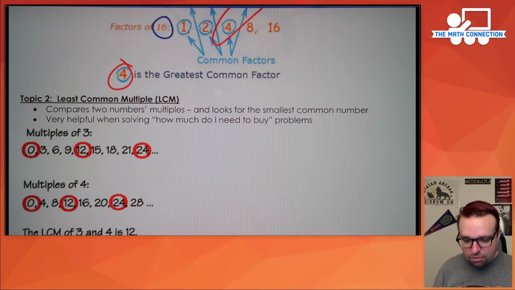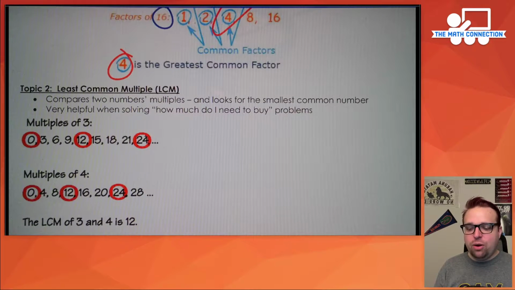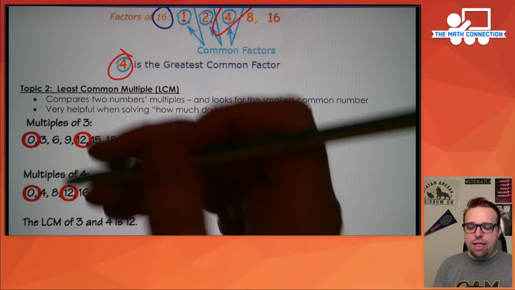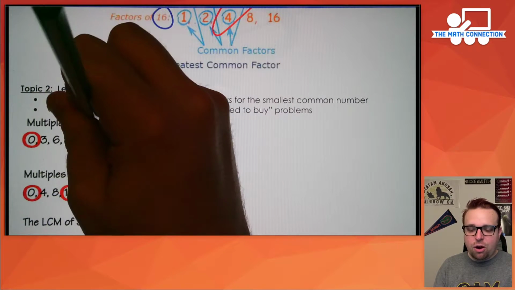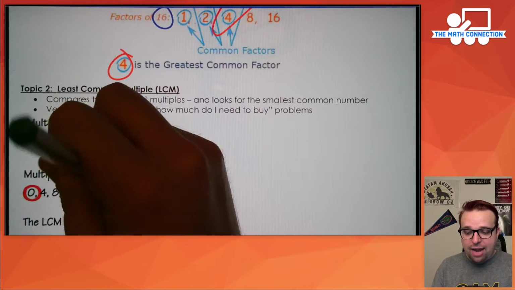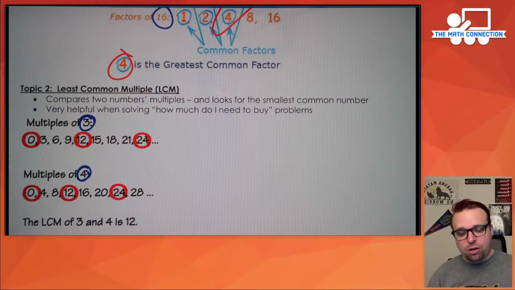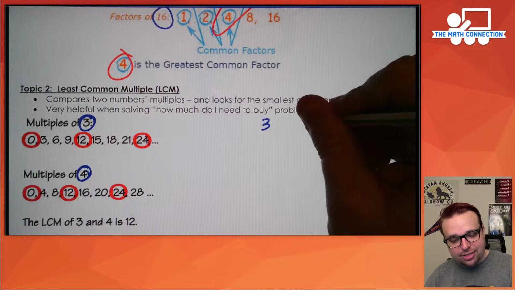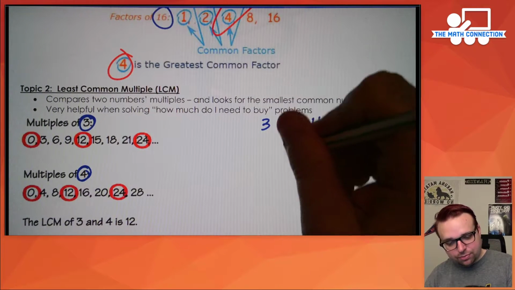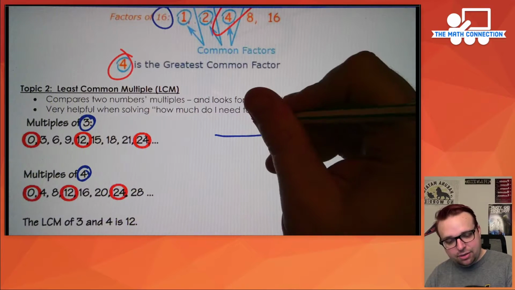But we are comparing multiples of two numbers. The numbers we are comparing here are 3 and 4. We're looking for the least common multiple. So what do we do? Well, we can take 3 and we can take 4. Make a big list here.